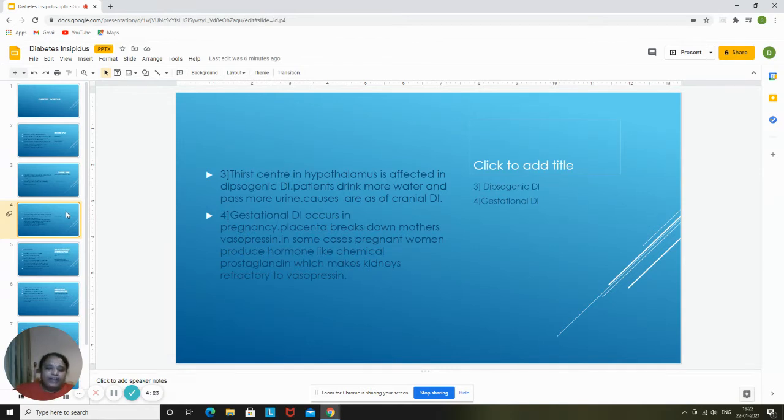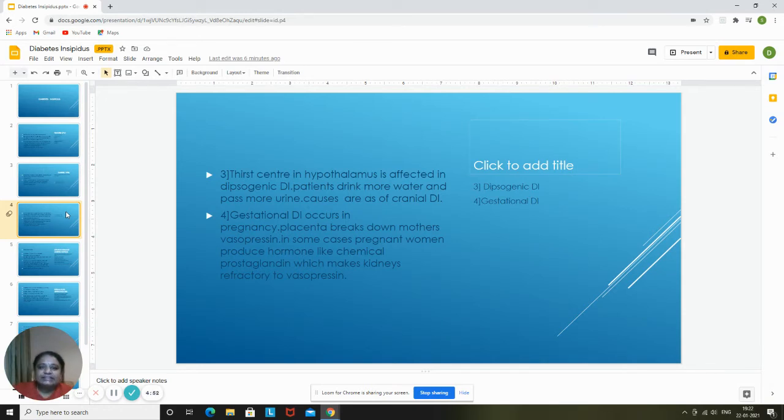The third type of diabetes insipidus is called dipsogenic. As in Pepsi, you can remember it by the term Pepsi, to drink. In dipsogenic diabetes insipidus, the thirst sensation is more in these patients. The thirst center is in the hypothalamus, and that is affected in dipsogenic diabetes insipidus. The patient will drink more water and pass more urine. Causes are similar to those seen in cranial diabetes insipidus.